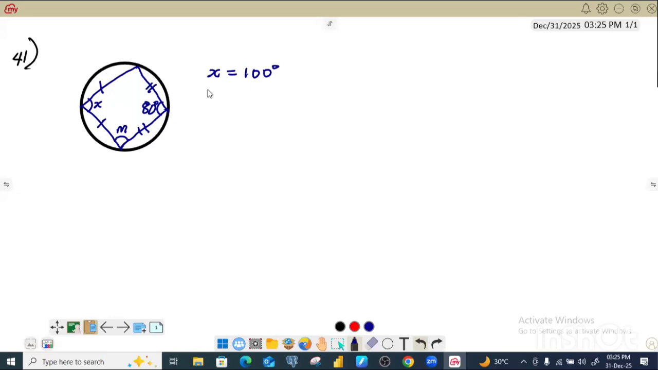because opposite angles of a cyclic quadrilateral are supplementary. That is, x plus 80 degrees equals 180. That's the theorem there. And if x is 100, we can have a slight construction here.